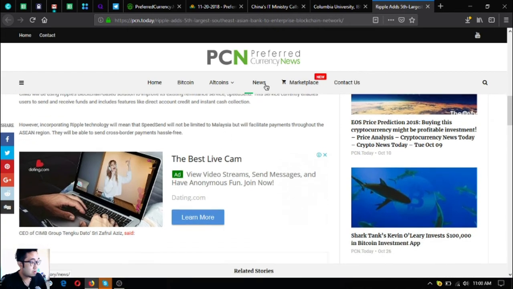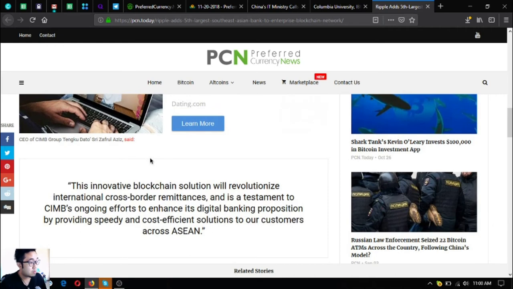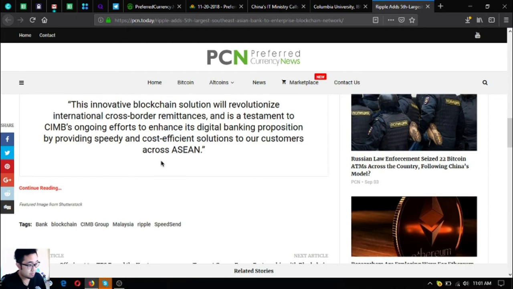So the CEO of CIMB Group, Tengku Dato' Sri Zafrul Aziz, said this innovative blockchain solution will revolutionize international cross-border remittances, and is a testament to CIMB's ongoing efforts to enhance its digital bank proposition by providing speedy and cost-efficient solutions to our customers across ASEAN.